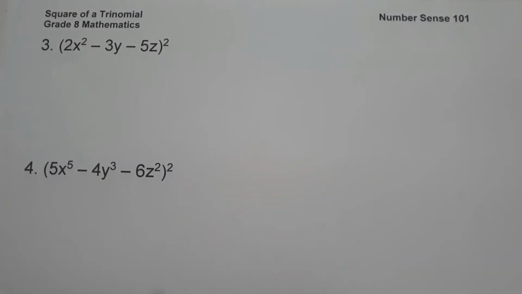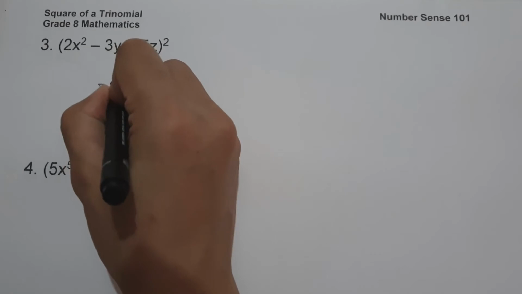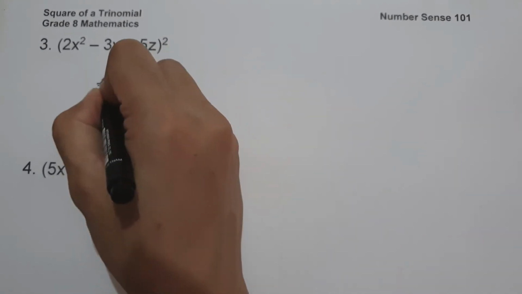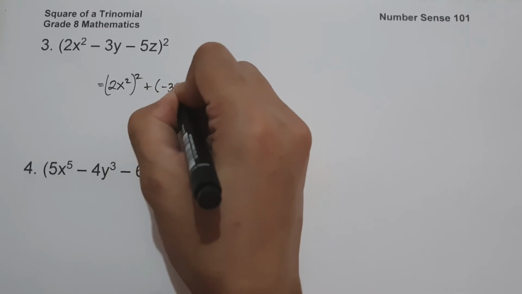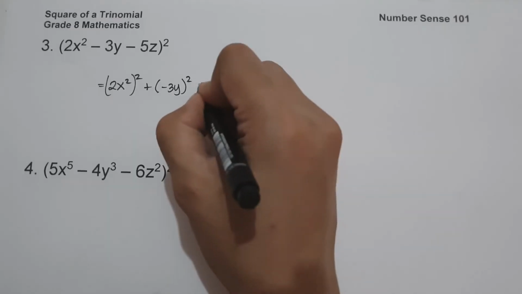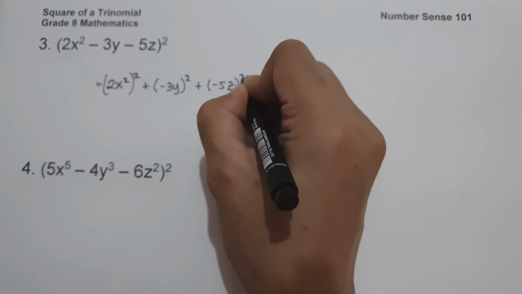Example number 3, we have quantity 2x squared minus 3y minus 5z raised to 2. So to simplify this one, let us find first the sum of the squares of the first, second, and last term. So our first term is 2x squared. So let us raise this one by 2. And then our second term is negative 3y raised to 2. And our third term is negative 5z raised to 2.